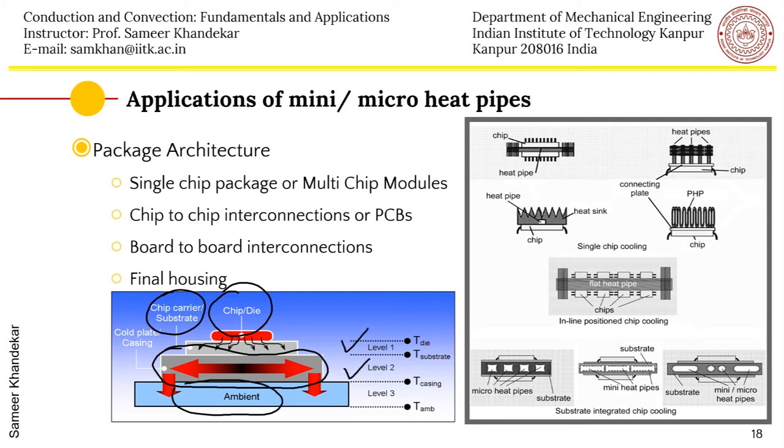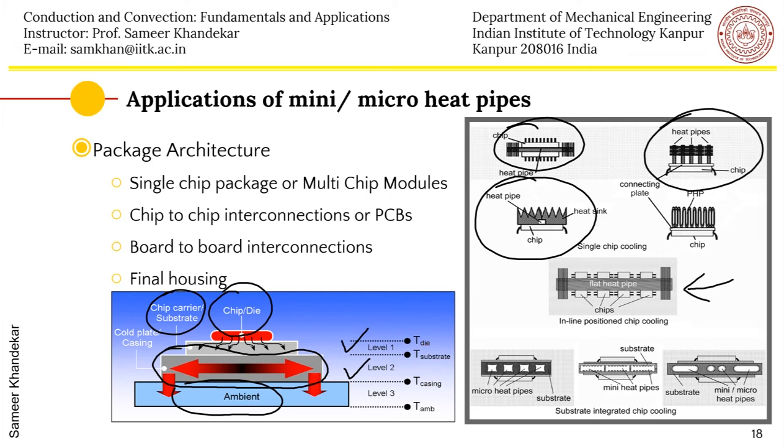For example, as you can see here, a flat plate heat pipe with electronics chips mounted directly on the heat pipe. So there are various ways, and this is level 2 and level 3 cooling, from the substrate to the casing and from the casing to the ambient. This can be achieved by a smart combination of heat pipes and heat sinks, making use of either natural convection or forced air cooling at the end. But the internal transport is from a passive system, which is the heat pipe, so as to get the advantage of the superconducting behavior of this particular device.